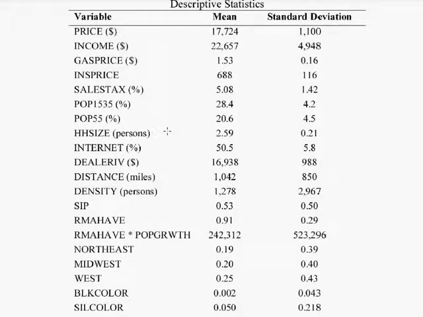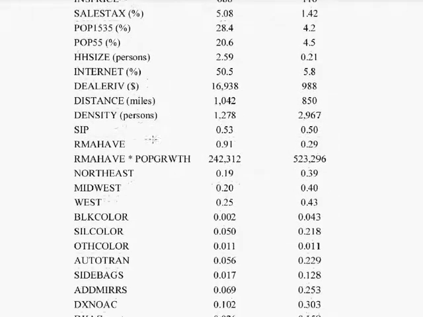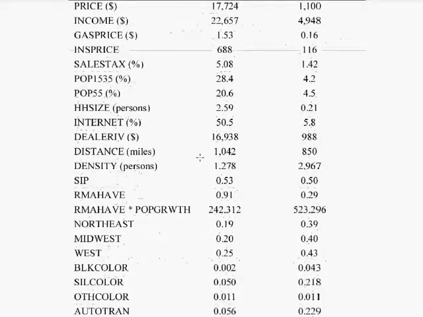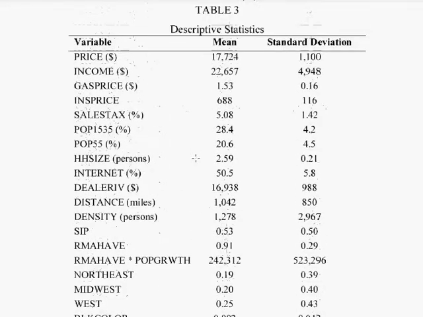So he tells us the units of all these variables, except he doesn't tell us the units of these because these are dummy variables, except for this interaction term. This is a dummy variable times the population growth. So all of these variables, we know the units, we know the means, and the standard deviations.